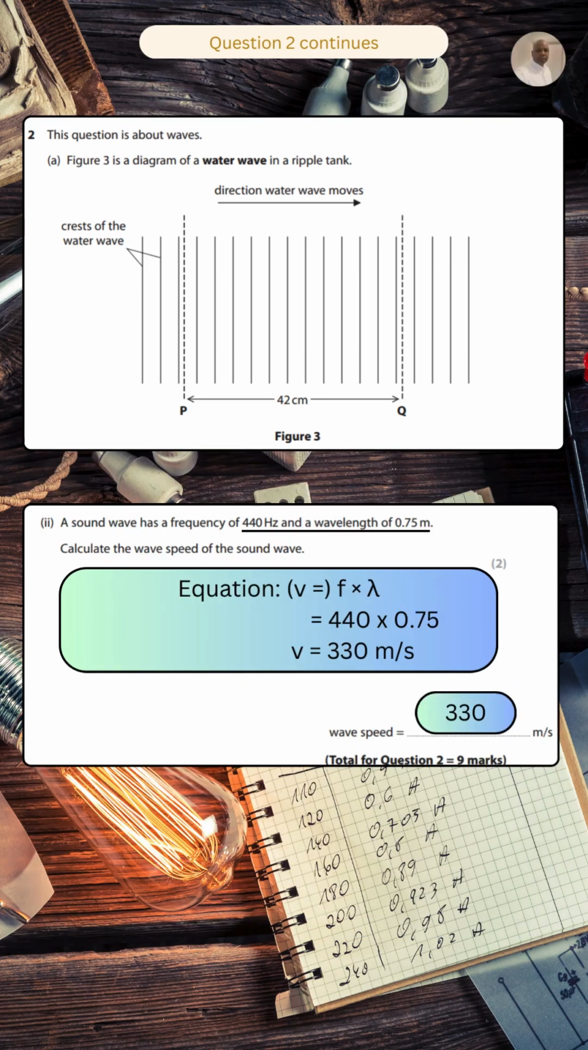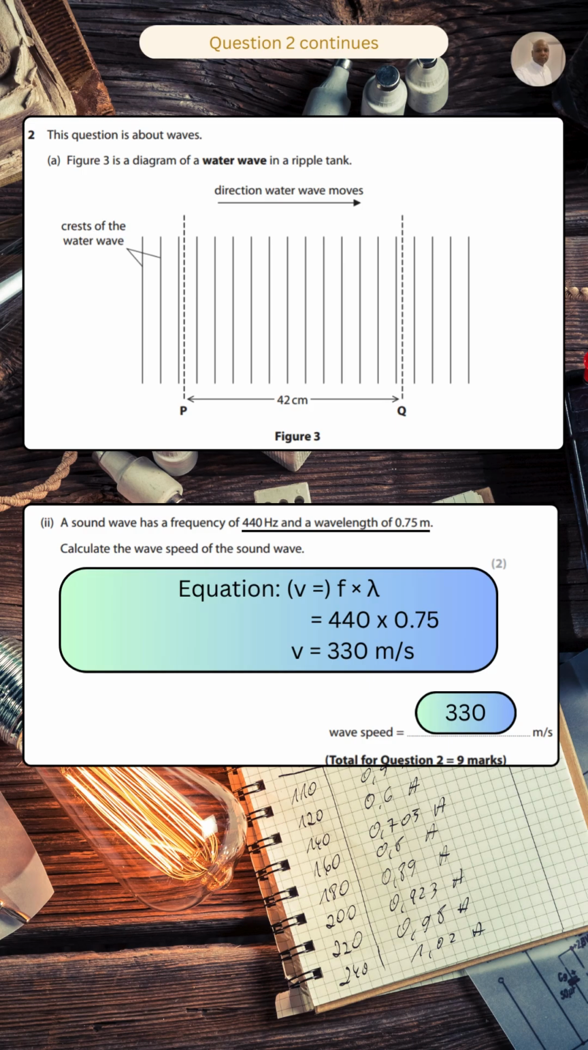And the final part of question 2 is asking you to calculate wave speed. Again, you are given some information. I've already highlighted or underlined them for your own benefit. You are given a frequency, which is 440 hertz, and a wavelength of 0.75 meter. And as you can see here, we need wave speed in meters per second.